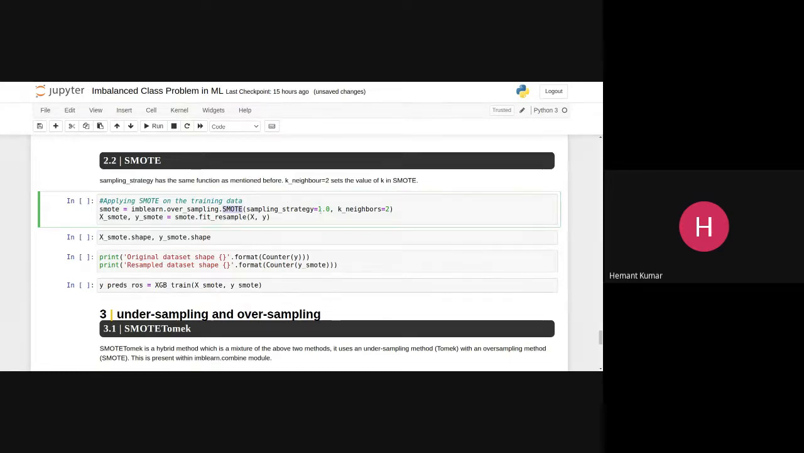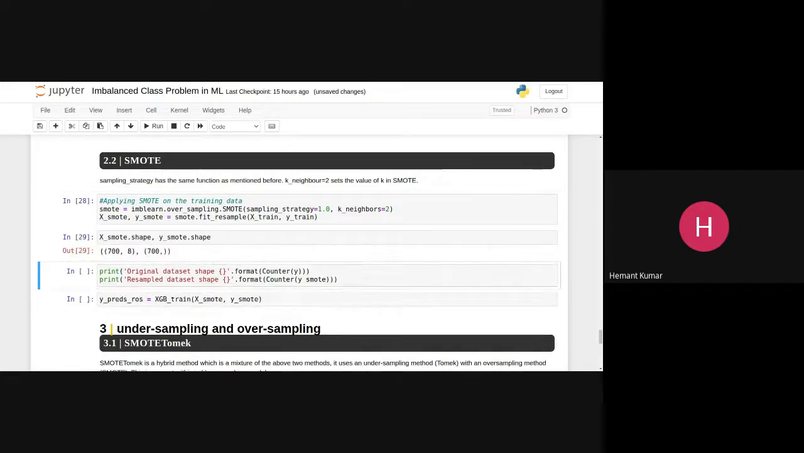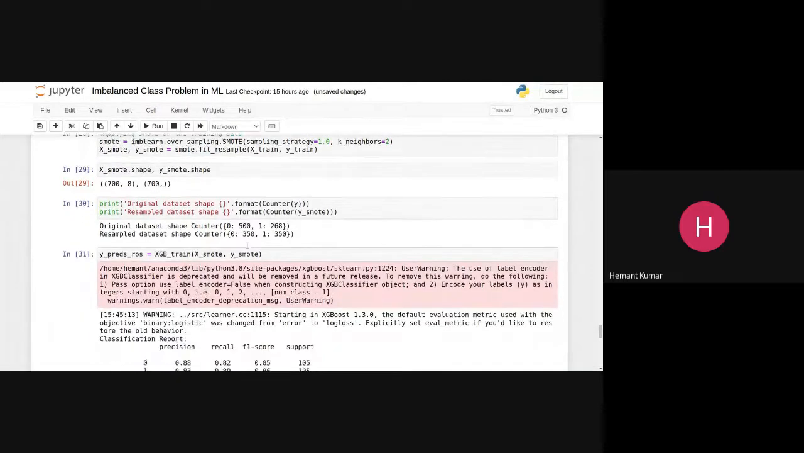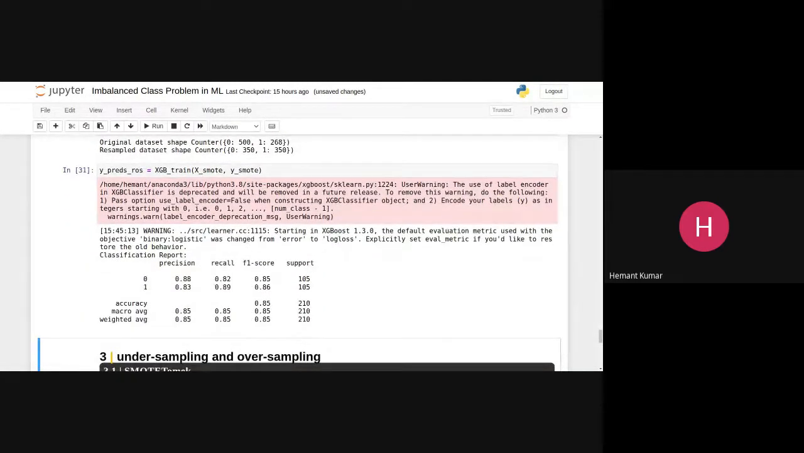So here it is using 1, which means the same number of samples per class, and in that case we are using nearest neighbors as 2. So it is X train and Y train. So in that case we have to use 700, 700, just like the previous one. And for using SMOTE analysis, it is again more improved.